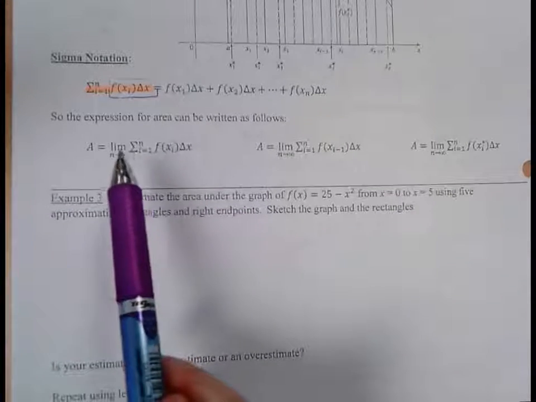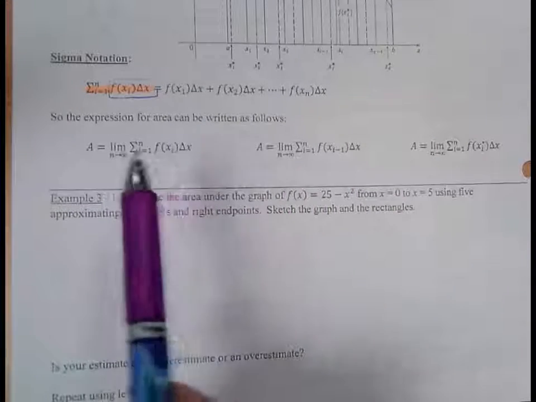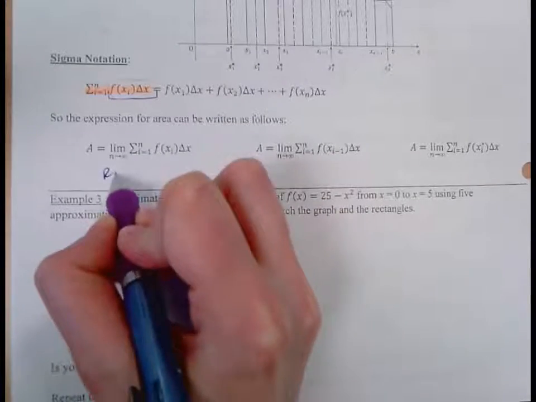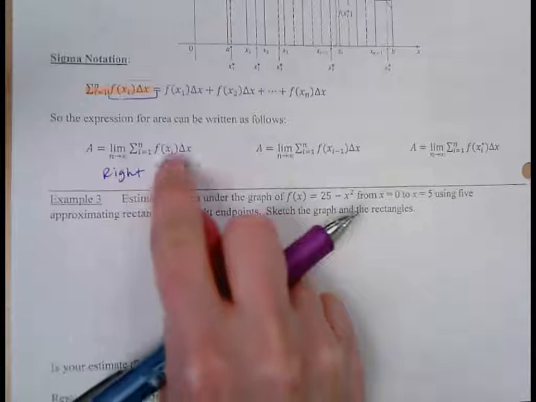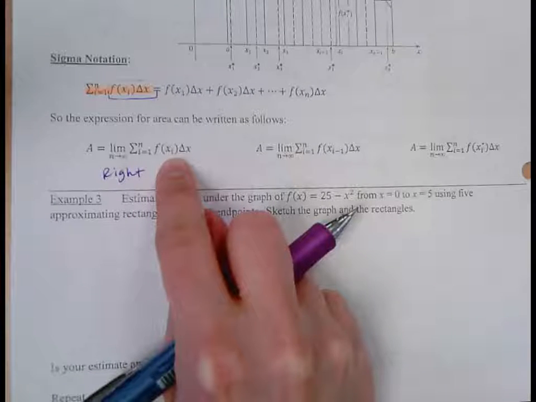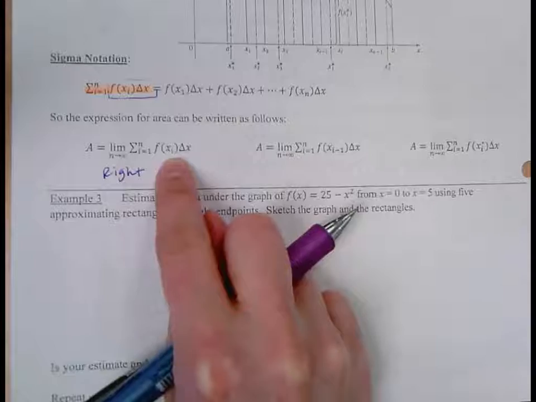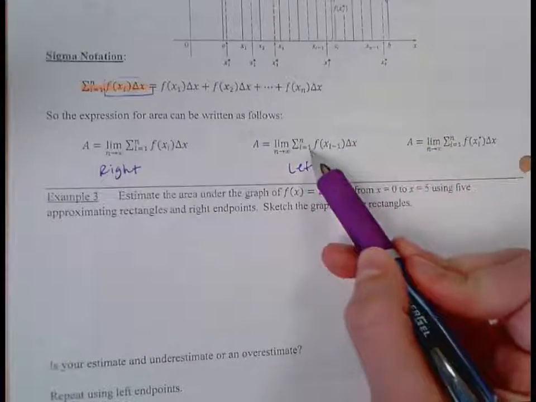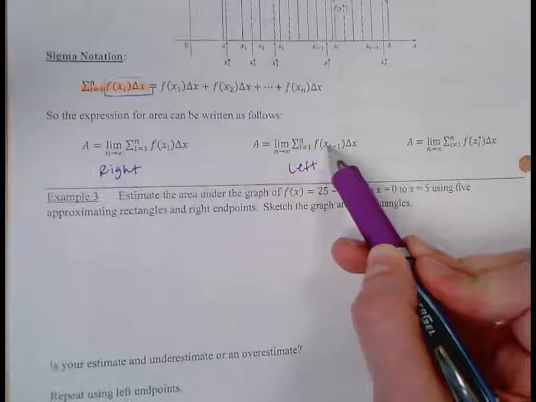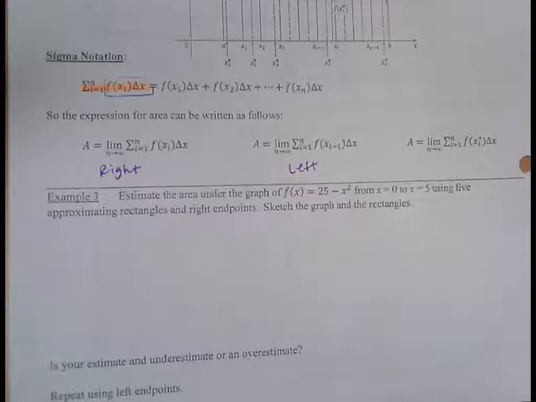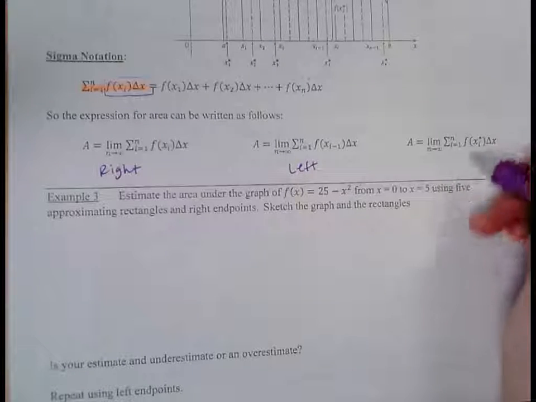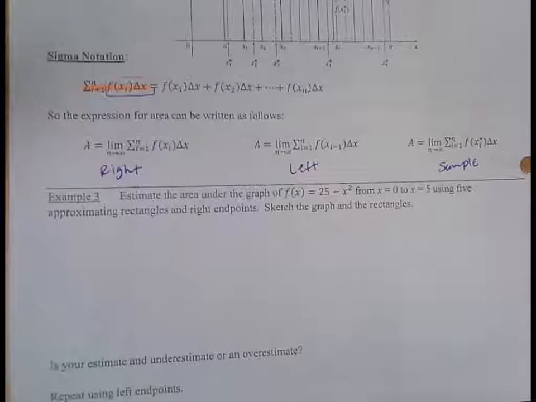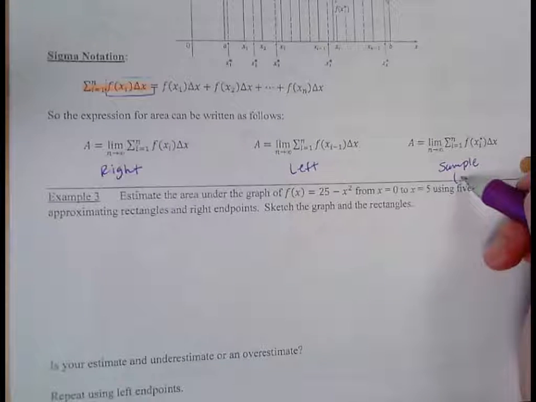So these are the different sigma notations. This first one would be right endpoints, because you're starting out with f of x sub 1, which would be the right endpoint of the first interval. This second one would be the left endpoints, because if you put 1 in for i, you have f of x sub 0, which would be the left endpoint of the first interval. And then this would be for any sample points. So it could be midpoint, the last one, because it has the asterisk.